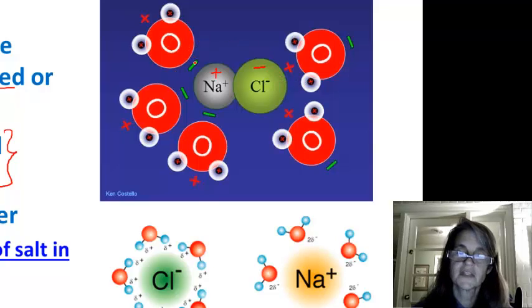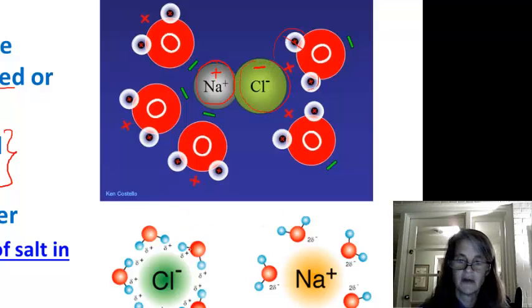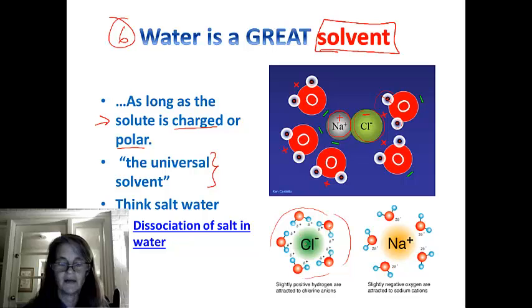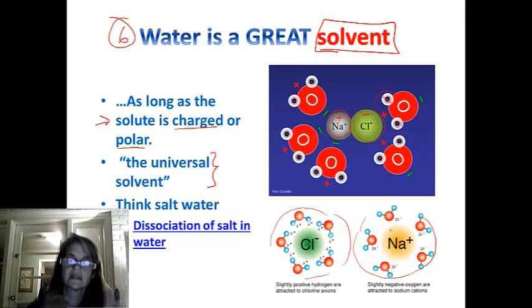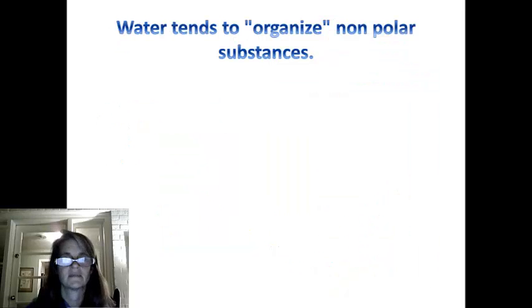Well, the slightly negative oxygens will be attracted to this sodium, but the slightly positive hydrogens of water will be attracted to this chlorine, and the next thing you know, the water molecules are surrounding the chlorine ion, and the water molecules, by their opposite ends, are surrounding the sodium ion, and we've separated them. They've become dissolved, okay? So, as long as a substance is polar or charged, water will gladly get in there, mingle with it, and break it apart and dissolve it. It is a great, great solvent of many things.